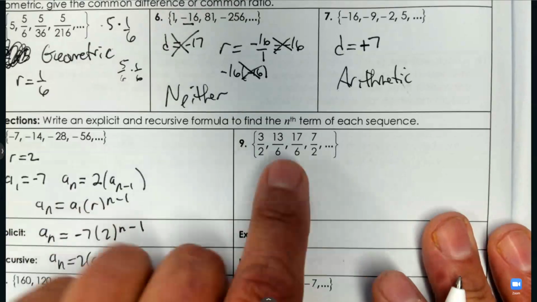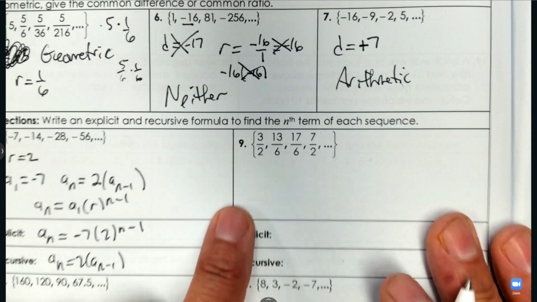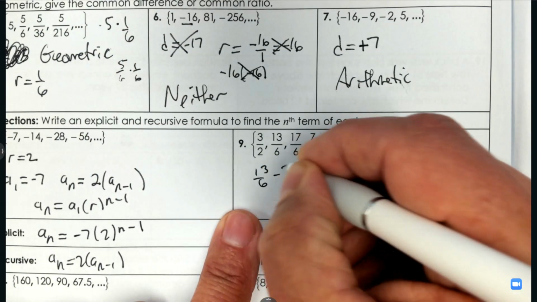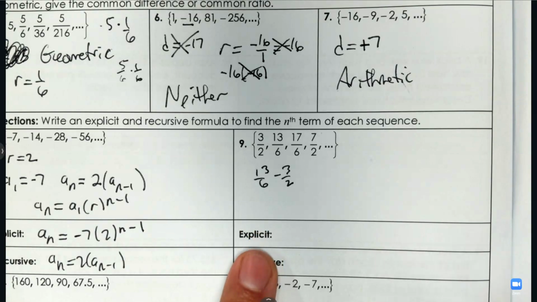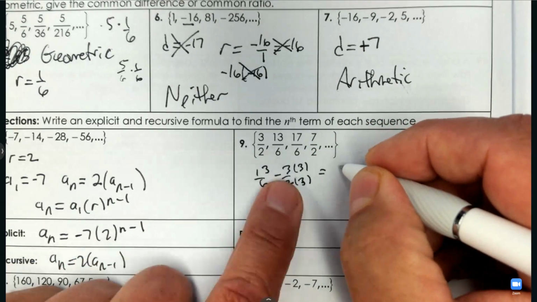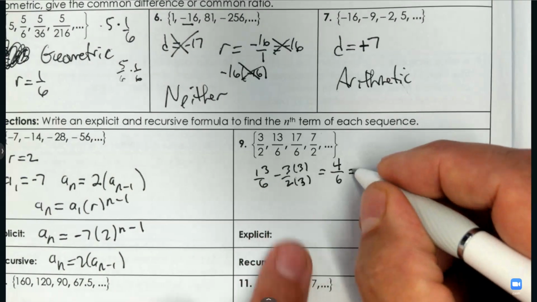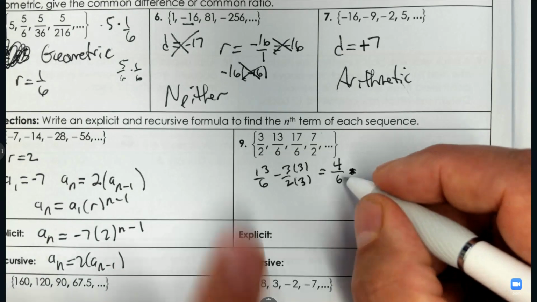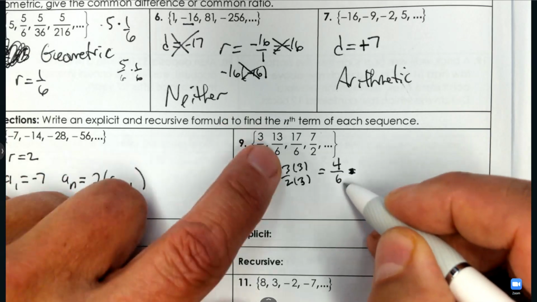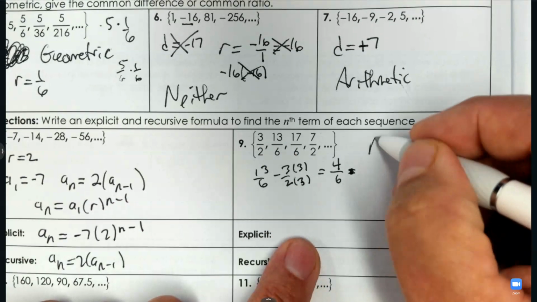Look at number 9, and then look carefully to see what type of situation that is. I know it's hard to tell, but if I go 13 over 6 subtract 3 over 2, and if I get common denominators, that would be 13 subtract 9, which is 4 over 6. I'm just going to leave that answer as 4 over 6 because we then would have common denominators. So if I go 13 plus 4, and when you add fractions, the denominators stay the same, it actually matches the next, and so on. So this is actually arithmetic.